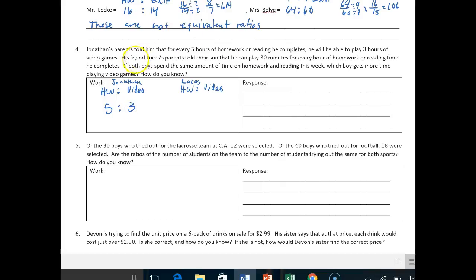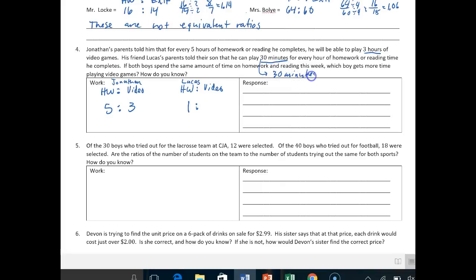For Lucas, this is difficult to read, but read it carefully. Their son can play 30 minutes for every hour. So he's required to do 1 hour of homework. Now, I'm not going to write a 30 here because this was in minutes, whereas Jonathan's was in hours. So you have to ask yourself, this is crucial, guys: 30 minutes equals how many hours?